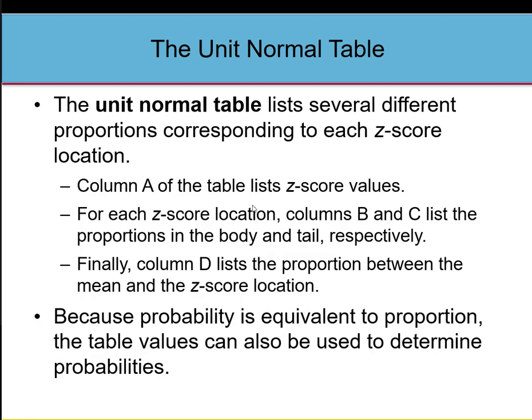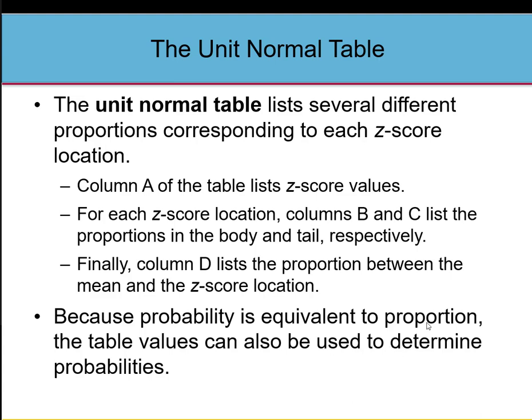Okay, so we can use the unit normal table, which lists several different proportions corresponding to each z-score location. Column A of the table lists the z-score values, and for each z-score location, columns B and C list the proportions in the body and the tail respectively. Finally, column D lists the proportions between the mean and the z-score location.